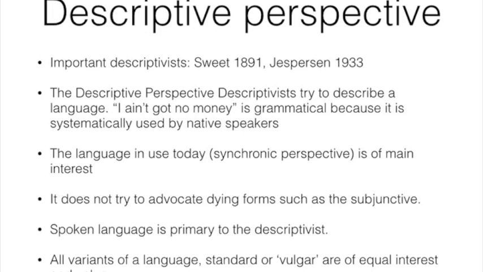It does not try to advocate dying forms such as the subjunctive. And then spoken language is primary. Spoken language is primary to the descriptivists. So they focus more on the spoken language. They don't focus on the written language; the prescriptivists do. They always think in terms of written language. But these descriptivists take everyday language use and then study that, okay? So they focus on spoken language.